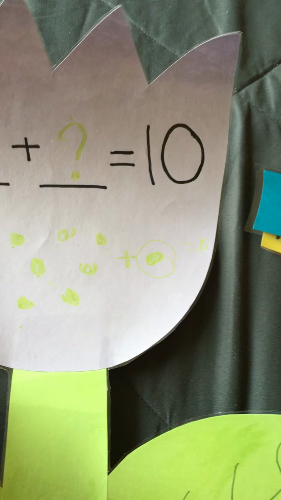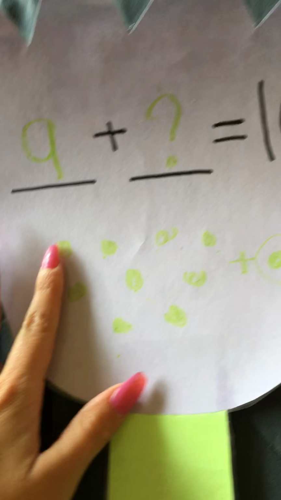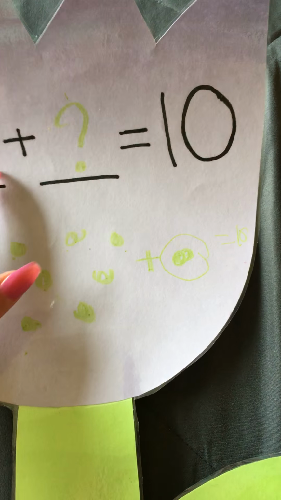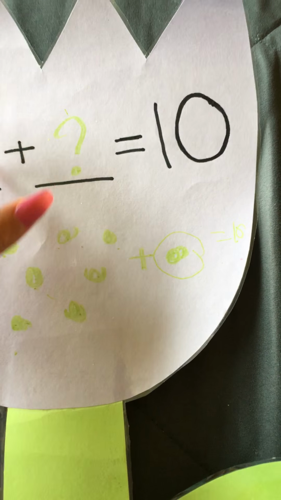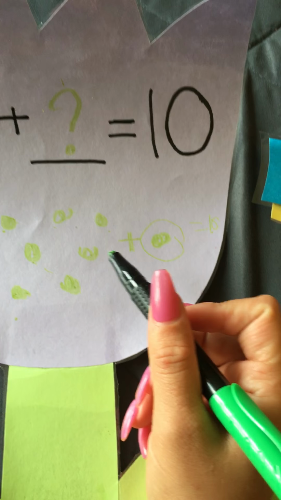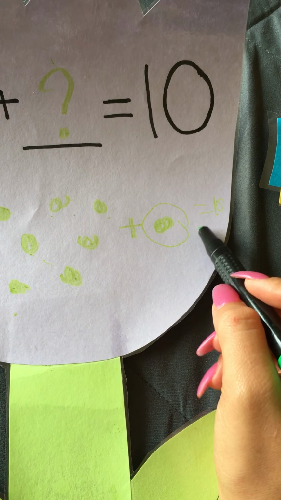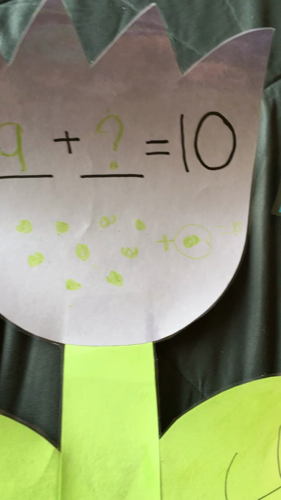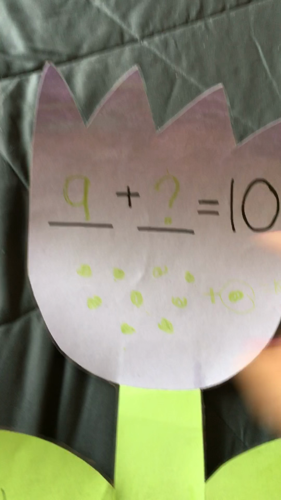So one way to solve that is counting out with an object or a drawing how many you have here. And then from there, you count on in a different pile how many more you need to make 10. So we're going to use this technique one more time with another equation.